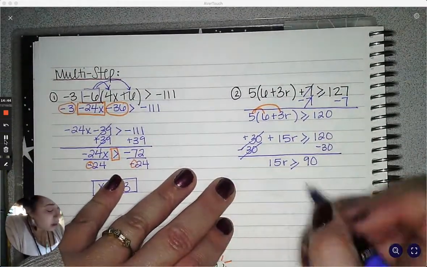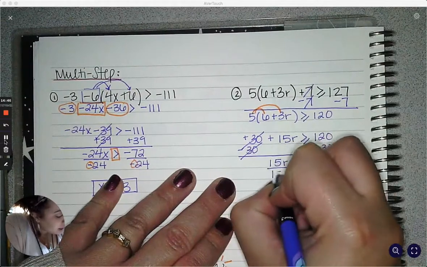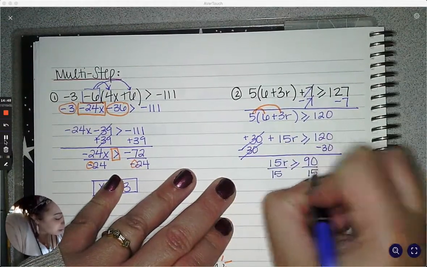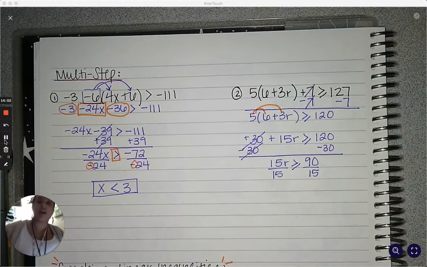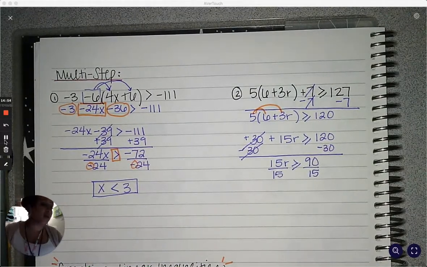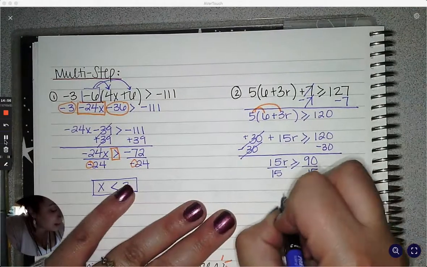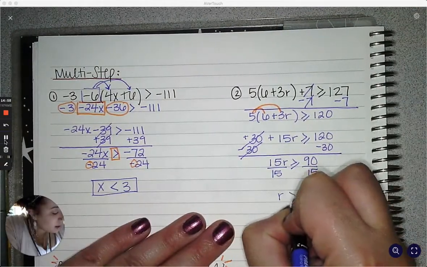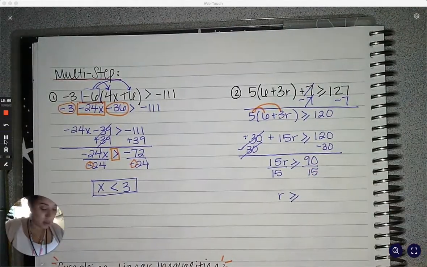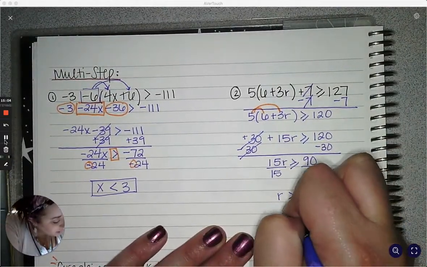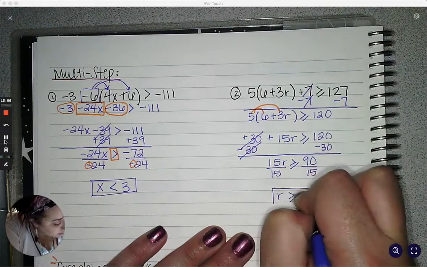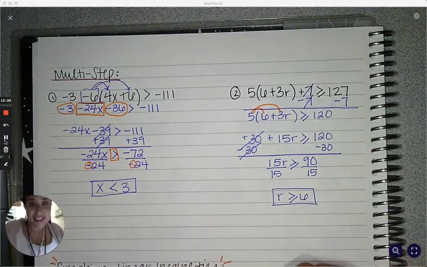Okay, so to get r by itself, we're going to divide by 15. And notice I'm dividing by a positive number, so we don't have to switch the inequality sign. So r is less than or equal to 90 divided by 15, which is 6. All right.